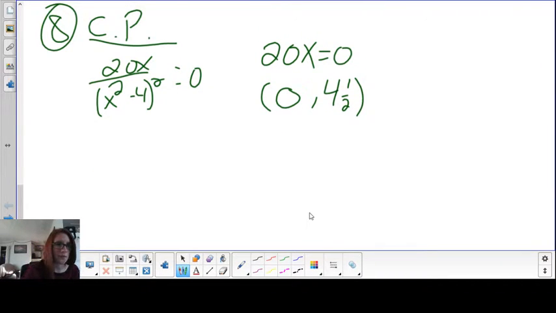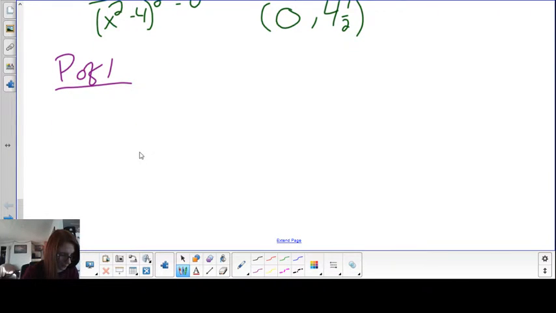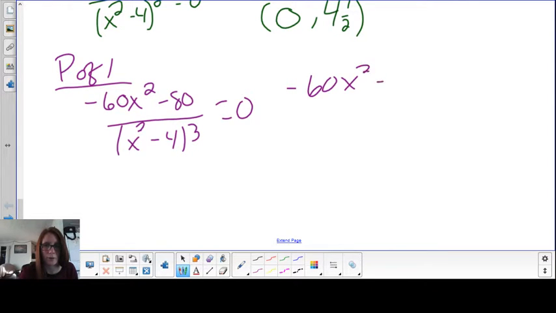So the next is my point of inflection. Person of interest is usually what you see when you see POI. And that is when you take your second derivative and set it equal to 0. So I have negative 60x squared minus 80 over x squared minus 4 quantity cubed. So negative 60x squared minus 80 is 0.